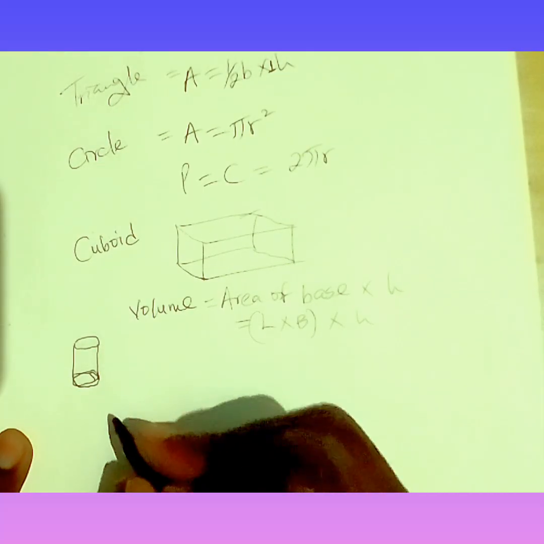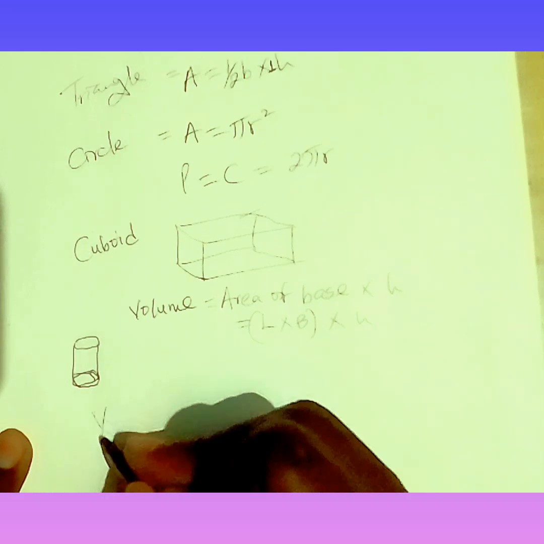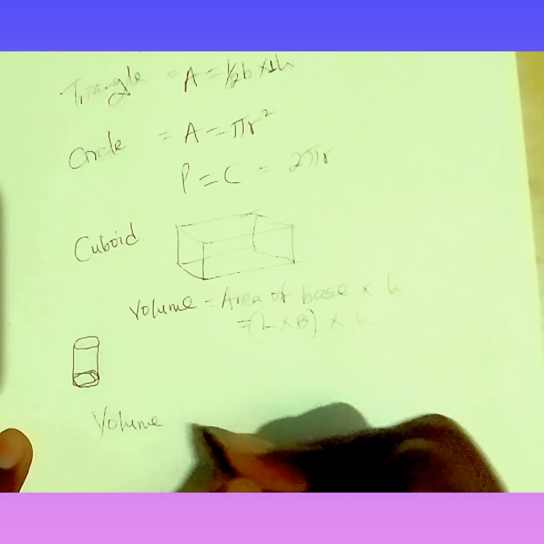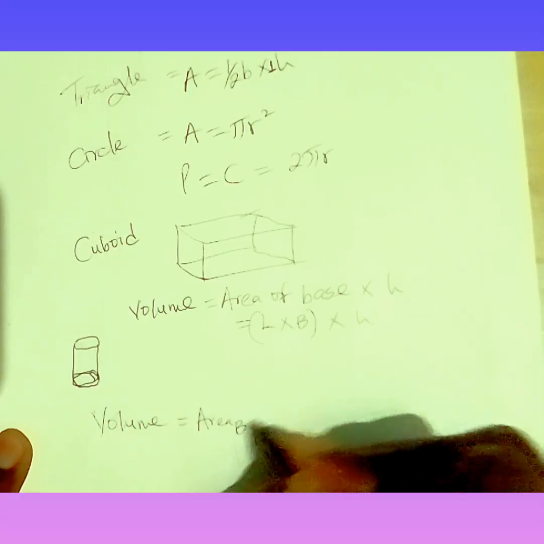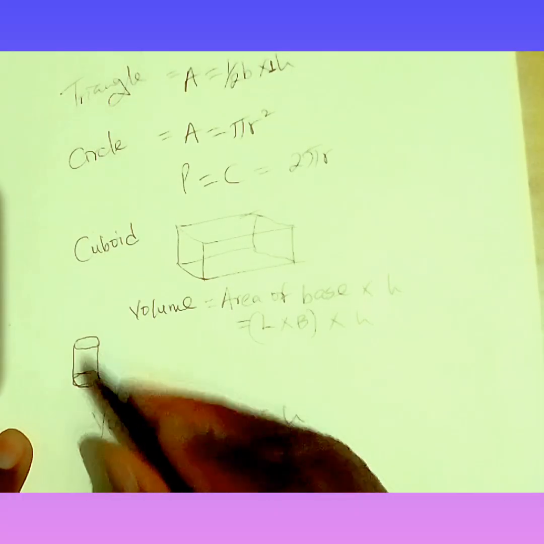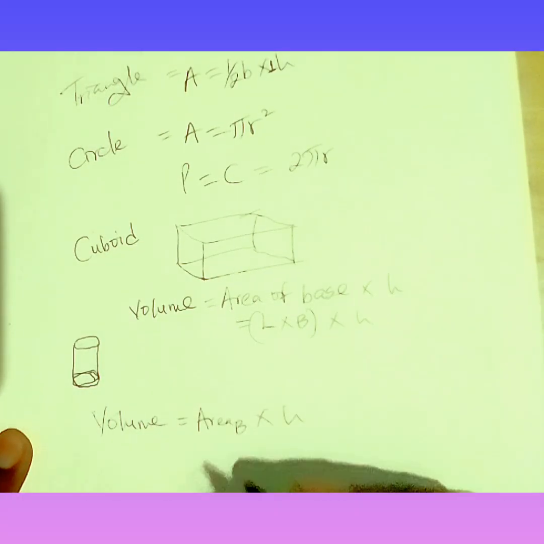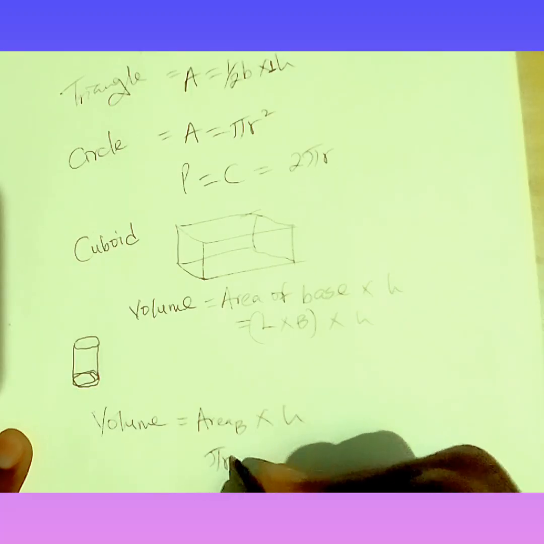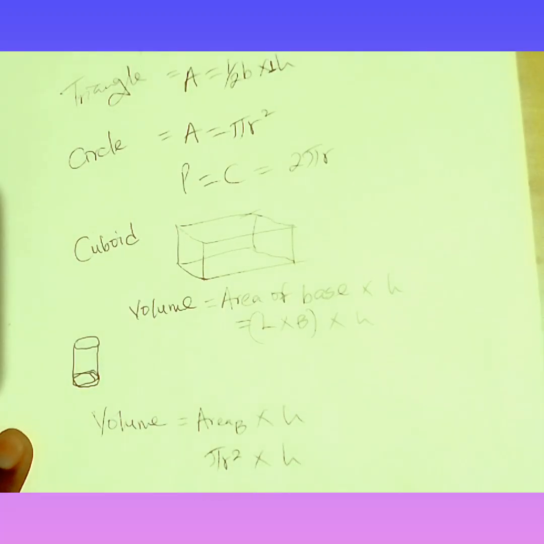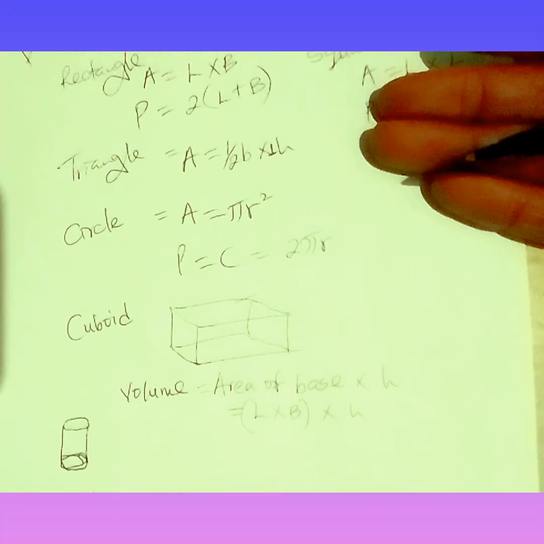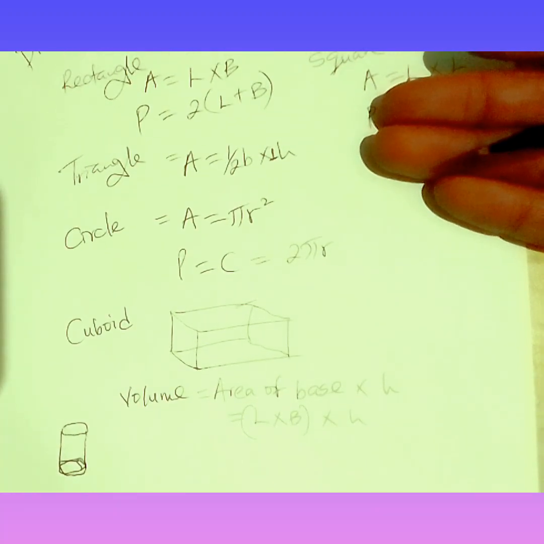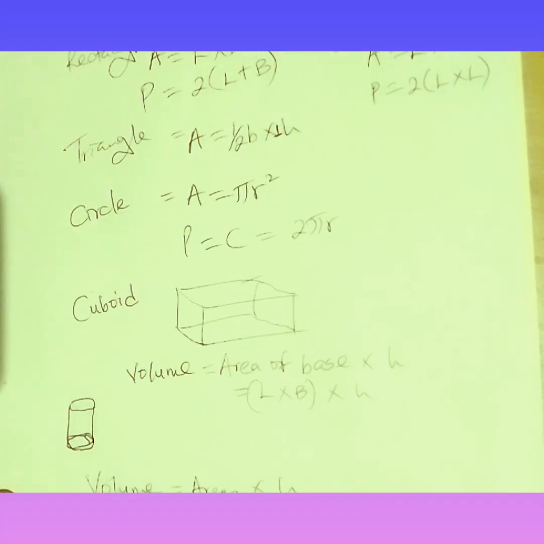For a cylinder, the volume will also be area of base times height. It's the same thing. The base here and the top are congruent, they are circles. So the area of a circle, pi r squared, times height. You see, everything stems from the two-dimensional shapes that we have dealt with previously. So this is what we have.